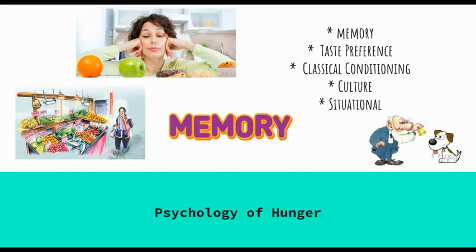Your culture does too. Looking at different cultures, it's a delicacy to eat horse or dog or cat or rat or animal eyes. Certain cultures have different foods that they eat. Also, you see different cultures with the spices that they use and how often they use spices in their food. That impacts what we eat and how much we eat.